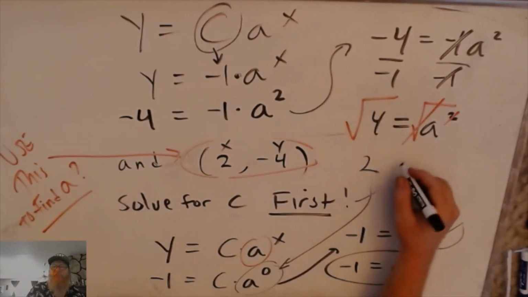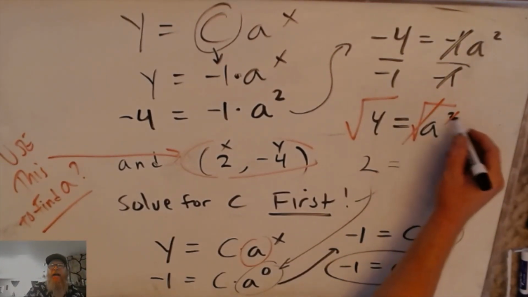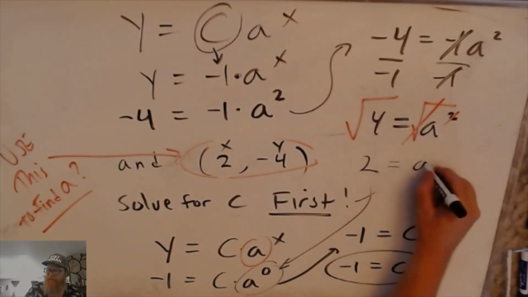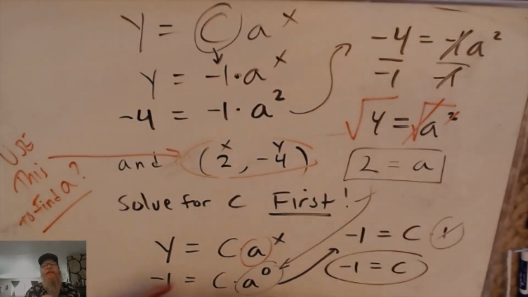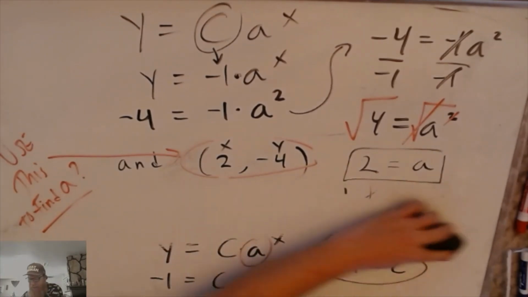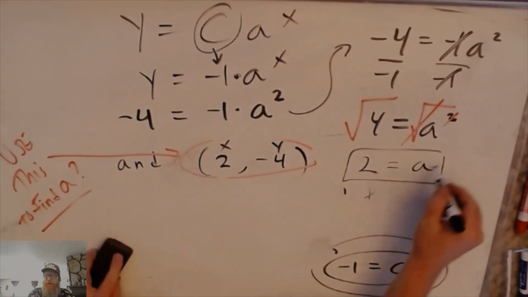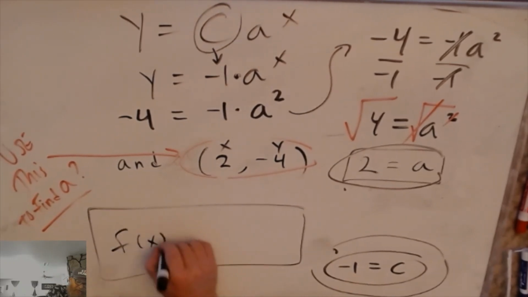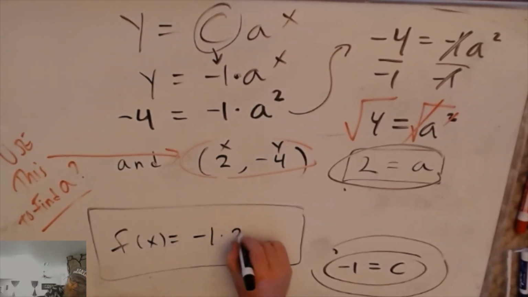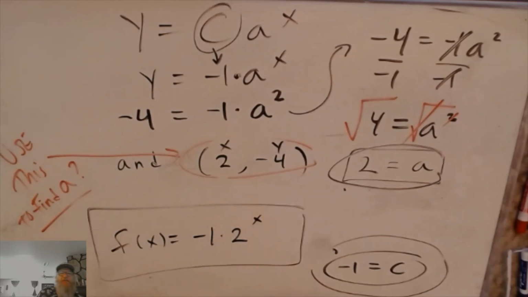Square root of 4 is 2. And then a squared and a square root cancel out, and you just get left with your a value. So we're done. We've got our c. We've got our a. And so our answer is f of x equals -1 times 2 to the x.